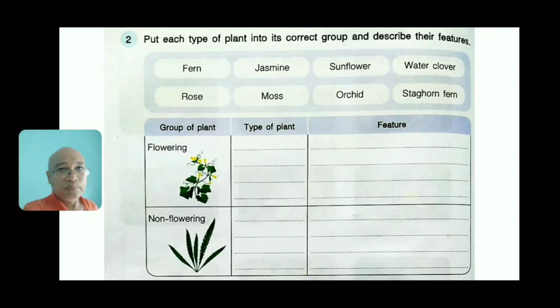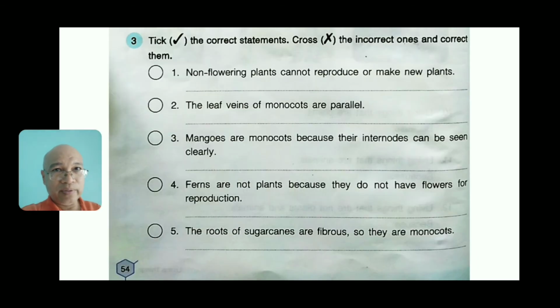Number 2, put each type of plant into its correct group and describe the features. We did it in the exercises before, but in your book right now, you haven't done it yet, like fern, jasmine, sunflower, water clover, rose, moss, orchid, staghorn fern, okay? You have the group of plant, flowering and non-flowering plant, type of plant, and feature, okay? Go over the pages that we studied already, and then you go to number 3.